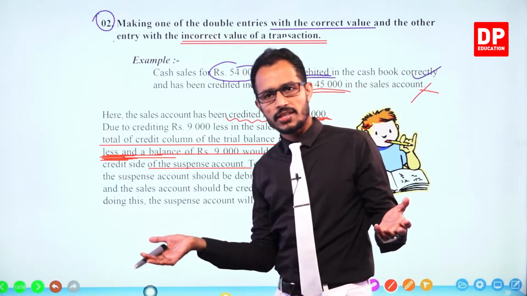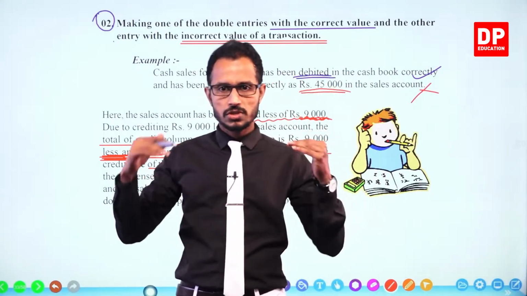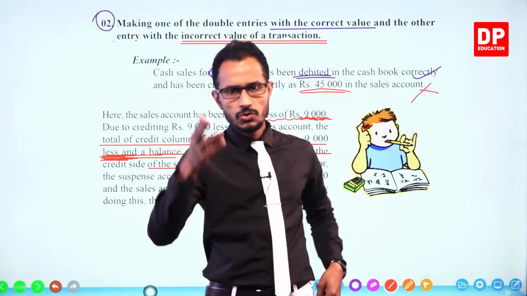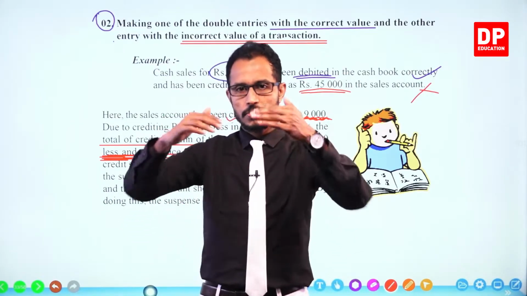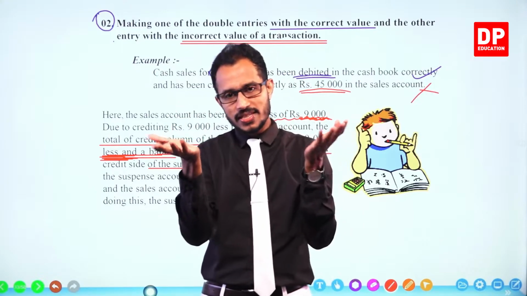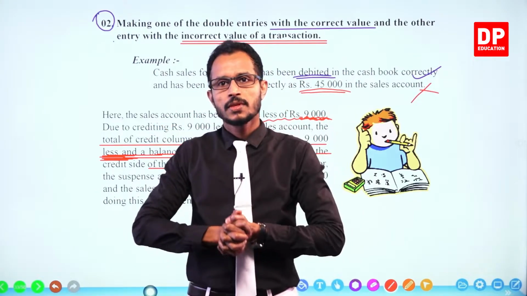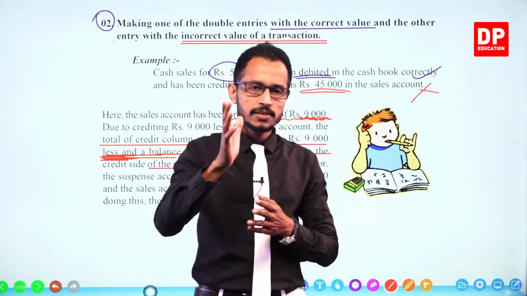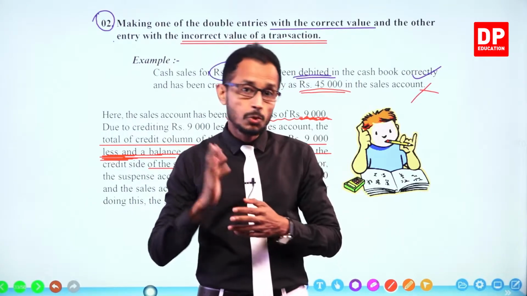What do we do when the trial balance is short? What do you do if you prepare the trial balance? Just think, only for an example, that you prepared it.